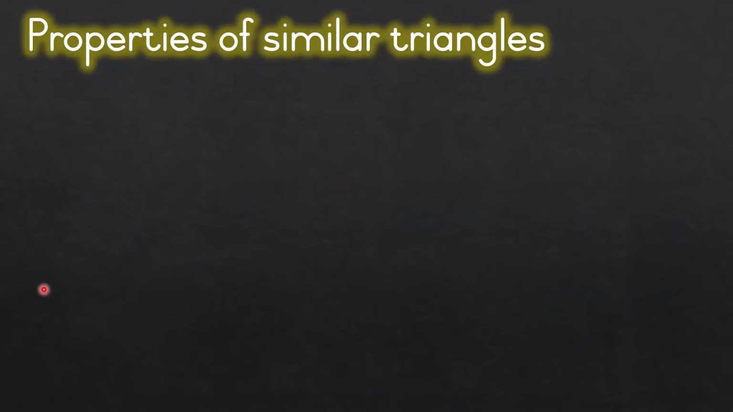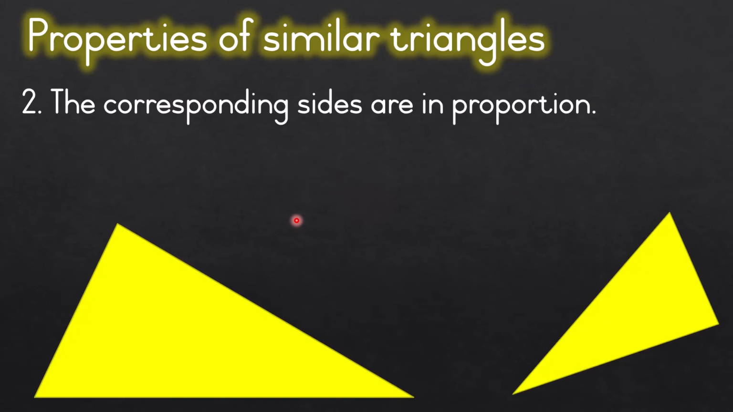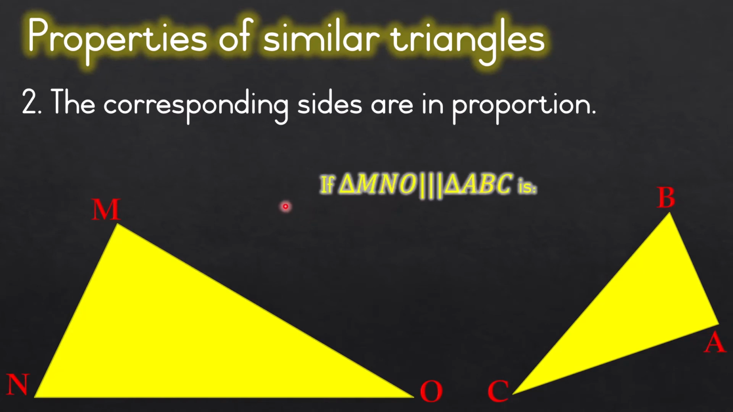Okay. So the properties of similar triangles, the second one is corresponding sides are in proportion. What does that mean? Again, two triangles. They tell us that triangle MNO is similar to ABC. So what does that mean to us? That means that the first side MN corresponds to AB. Again, they've given us the information in this little statement. All the information we need is in there. So MN and AB.